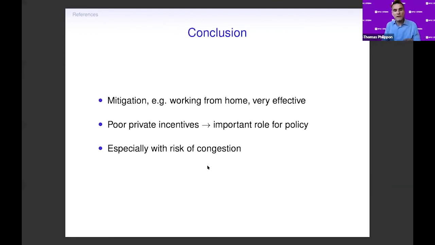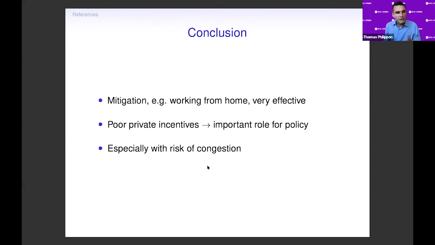The key things are uncertainty about the parameters of the disease. That's a first order issue. That's why testing is so important. The second thing is that private incentives are too weak, and also the timing is wrong. So there's a need for a strong intervention by the government.